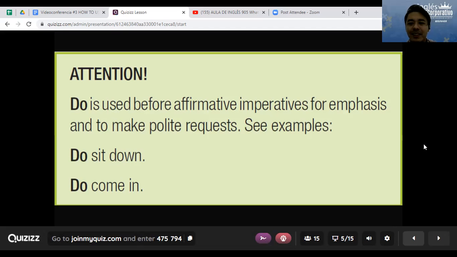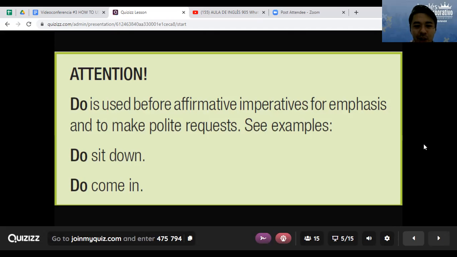En relación al uso de do en este caso, ¿cuál sería en sí el significado a la hora de decir "do sit down"? ¿Tiene el mismo significado o nada más es para ser un poco más cortés a la hora de hacer una solicitud, algo así? Algo así comprendo. Yes. ¿Y tienen el mismo significado en este caso?